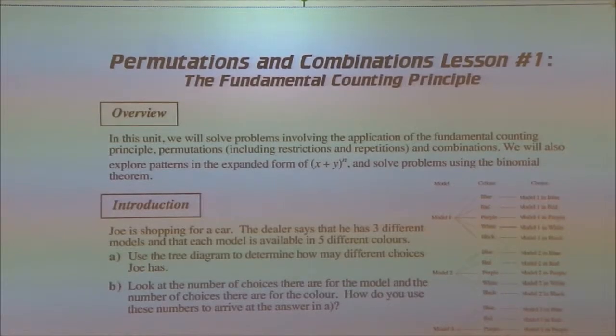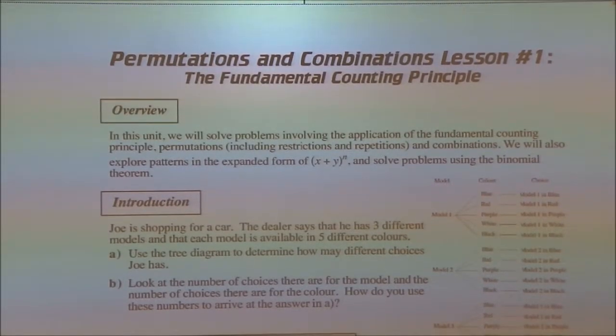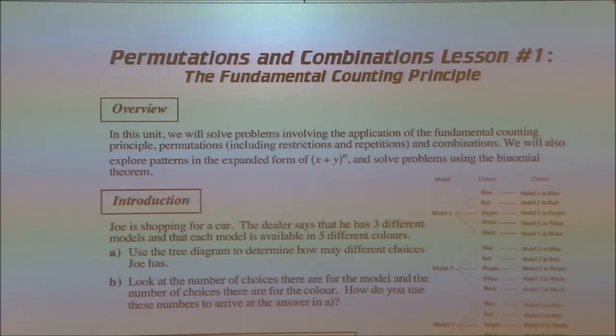Fundamental counting principle. So in this chapter, we're going to solve problems that you can use the fundamental counting principle, permutations, and combinations. A lot of the questions you can actually do using the fundamental counting principle, so we'll keep coming back to that as we go through this section.